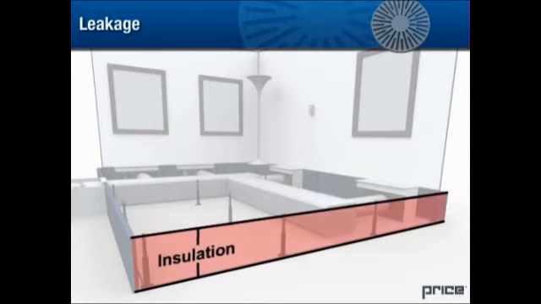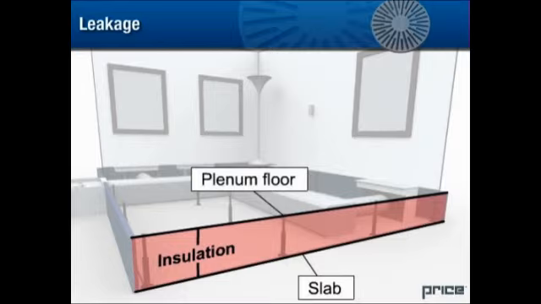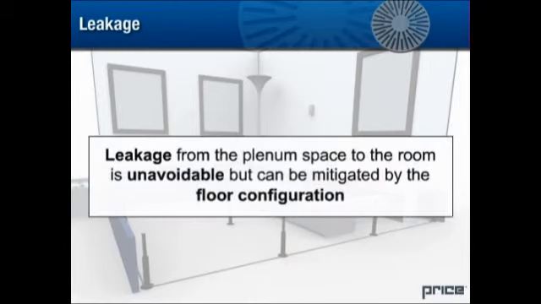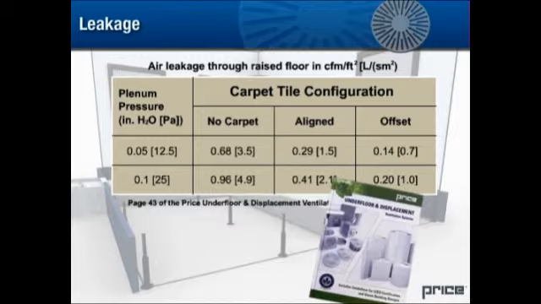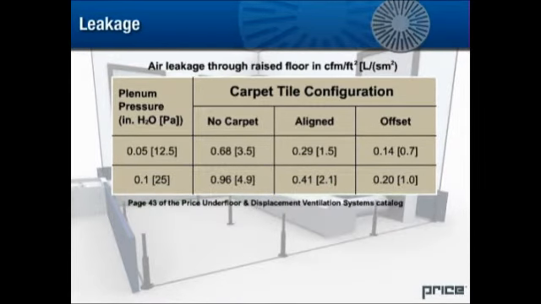It is recommended that insulation equal to the height of the floor plenum be installed along the perimeter walls. Furthermore, it is essential that partitions extend from the slab to the plenum floor in order to effectively seal the plenum. Having said that, leakage from the plenum space to the room is unavoidable, but can be mitigated by the floor configuration.